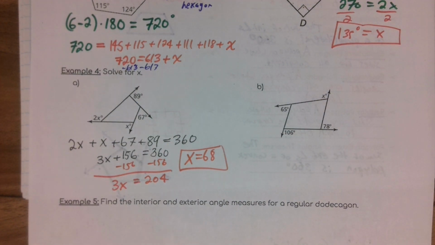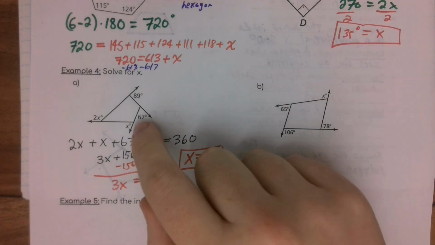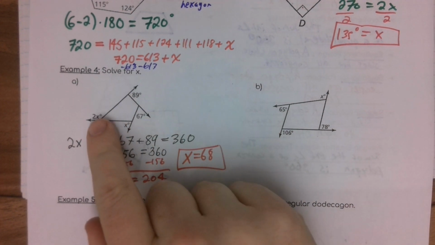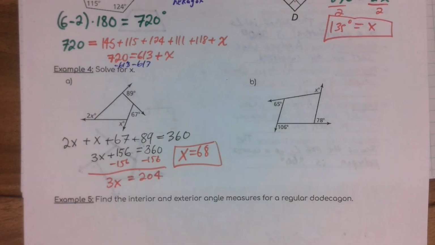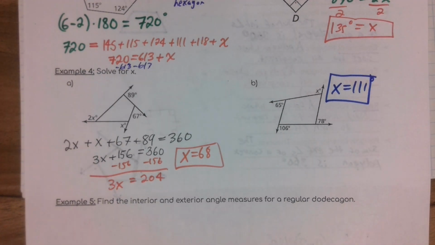If they asked us to find the missing angle measures, we would say that this one is 68 because it's x, and this one is 2 times 68, so 136 for 2x. Cool. I want you to try this out on B. Pause the video, and I'm going to provide an answer in just a second. How'd you do? In this case, x is going to equal 111. We're good to go.